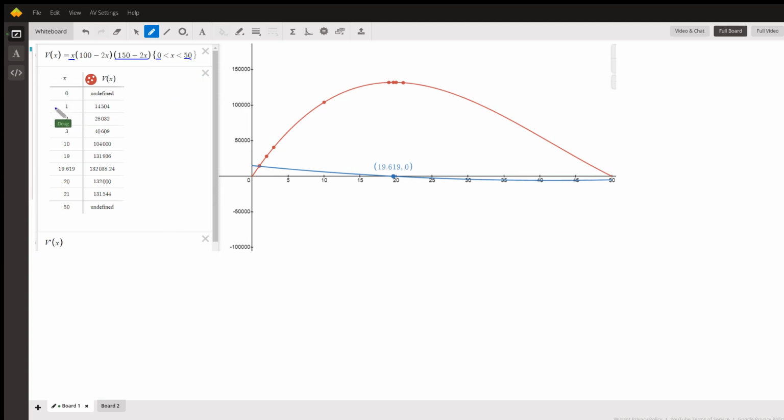So you can see that as I put values in this table here, it looks like as we get close to this number right here, we might be approaching a maximum volume. And here is actually the curve for the volume function. This blue graph is the graph of the first derivative of that function. And that derivative is equal to 0 at 19.619, and that's where we're going to reach the high point on this graph right here. That's going to give us the maximum volume. The question is, how do you do that without a graph?